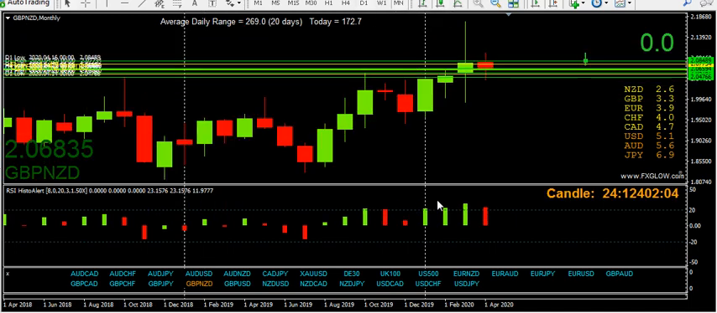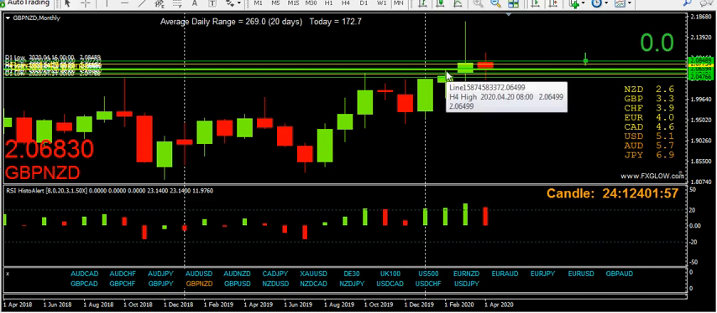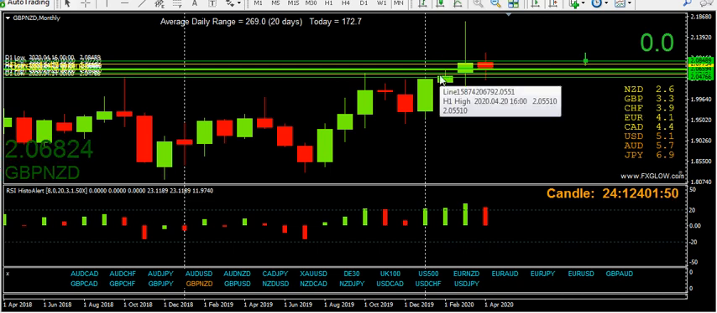So I'll start on the monthly anyway, just to clear my head, get myself organised. We can see we're inside this massive monthly bar, so there are no levels that I can draw on this, apart from this one here, which would act as resistance if the price was to go down. We need to close below that.